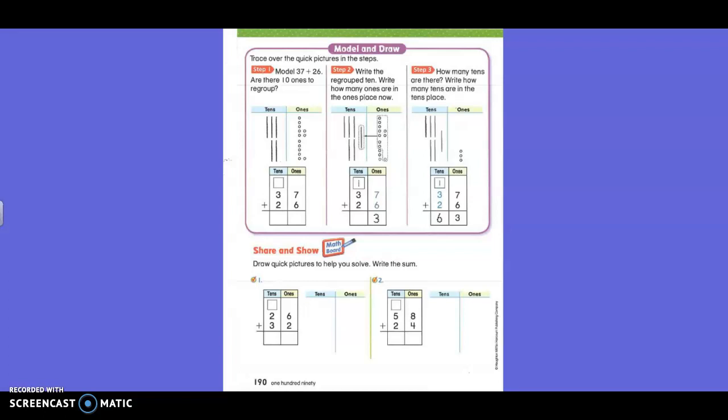Okay, was there any regrouping in that problem? Did you have to put a 1 on the tens side? Nope, there was no regrouping on that. Okay? Alright. Let's do the next one. Model and draw on the back side. It says, trace over the quick pictures in the steps.